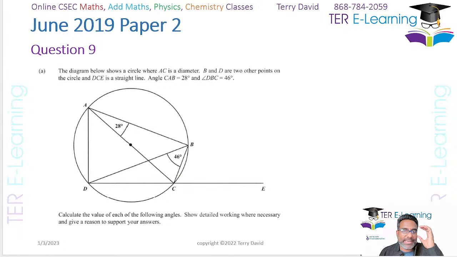All right, so question 9 is circle geometry. You will more than likely get a question on circle geometry. It comes every year. So they have a diagram here, and they want us to calculate the following angles, show detailed working when necessary. Right? So let me get a diagram here first.